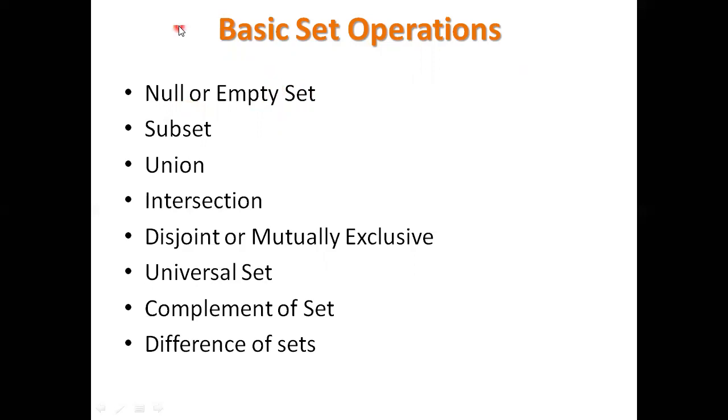Okay, the next one is subset. Suppose for example we take two sets, A equal to 1, 2, 3, 4, 5 and B equal to 1, 2, 3, 4, 5, 6, 7.